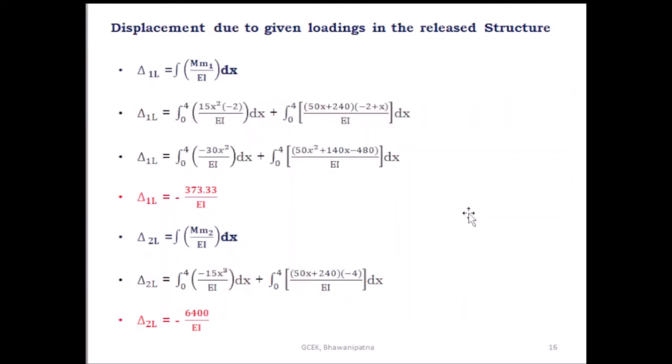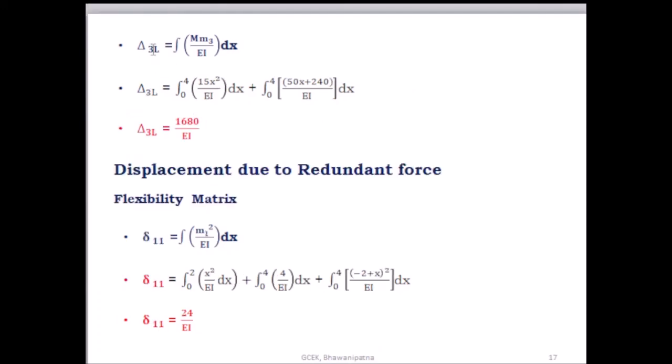Then using the unit load method, find out the displacement due to the external loading first. So displacement due to given loading in the released structure. First you find out the displacement in coordinate directions 1, 2, 3 due to the given loading. So this is the formula you have to take, delta 1L. This is the displacement in coordinate direction 1 due to the external loading, delta 1L. Similarly, delta 2L is the displacement in coordinate direction 2 due to the external loading, and delta 3L is the displacement in coordinate direction 3 due to the external loading.